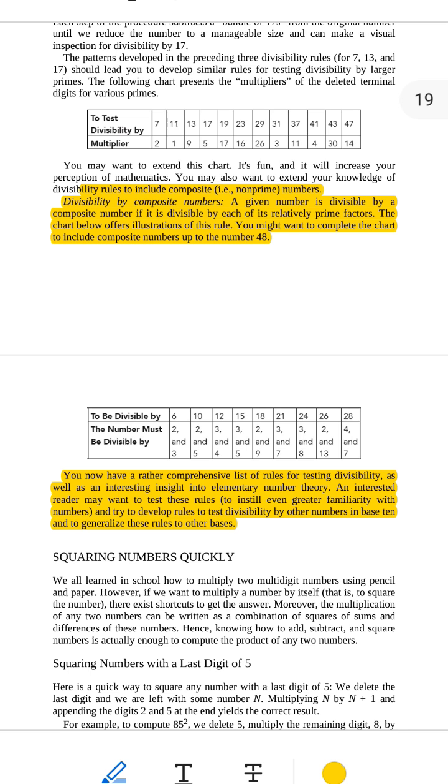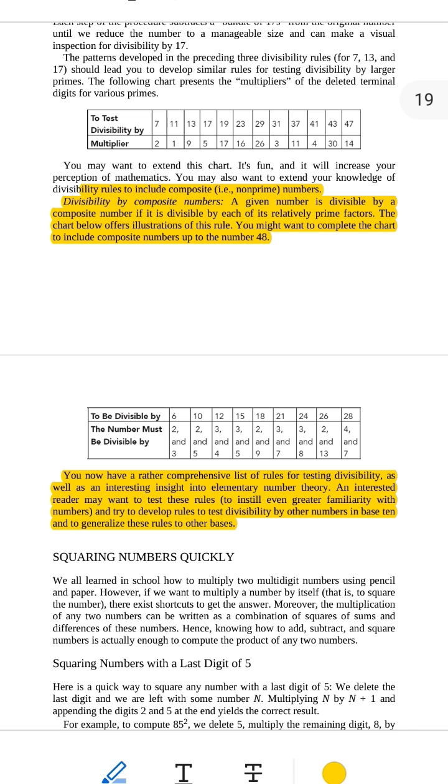Examples of composite numbers. 4, it can be divided by 1, 2, and 4. 6, it can be divided by 1, 2, 3, and 6. And 8, it can be divided by 1, 2, 4, and 8. Key point. A composite number is not a prime number. Prime numbers have only 2 factors, 1 and the number itself, like 2, 3, 5, 7.